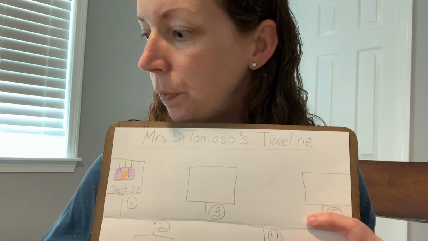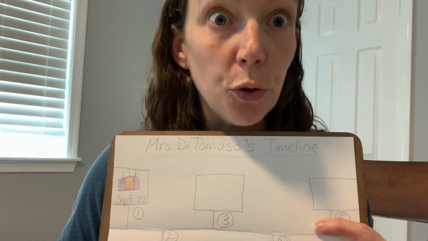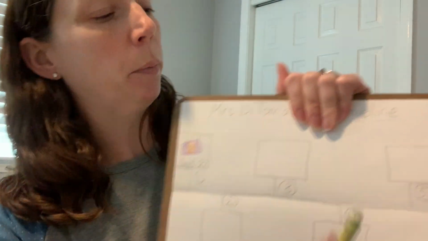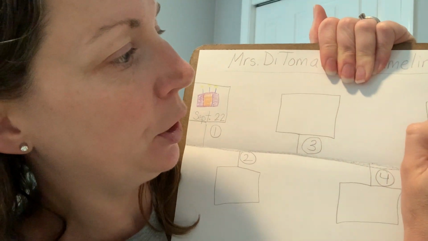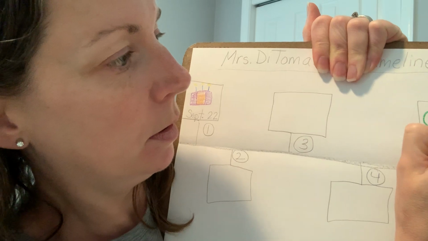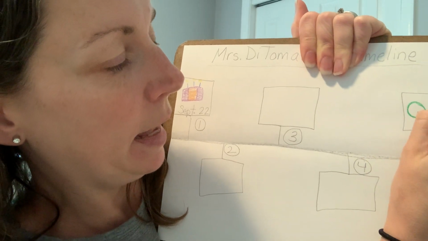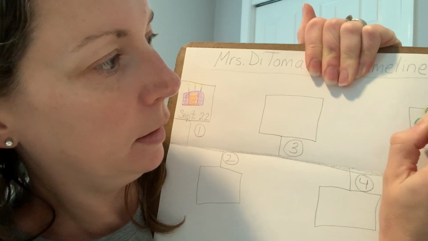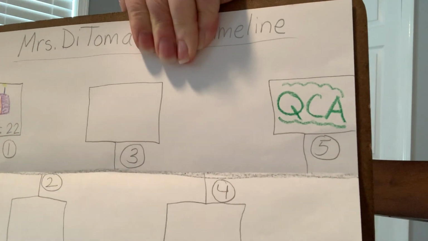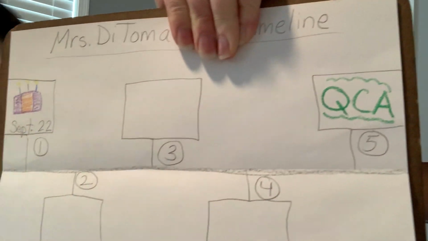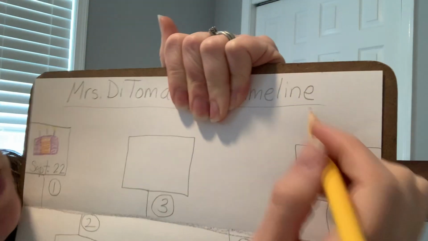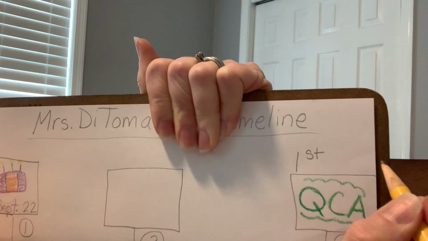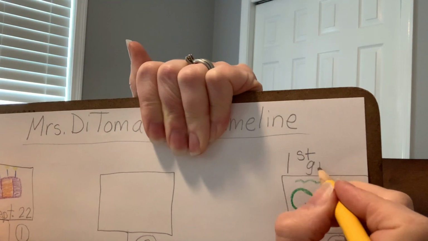So what I want you to do, QCA's color is green. So I want you to get your green, okay? And we're going to make a QCA, capital Q, C, A. Oops, sorry, I was off camera there. So QCA, okay? What I want you to do at the top is with your pencil, I want you to write 1st grade.